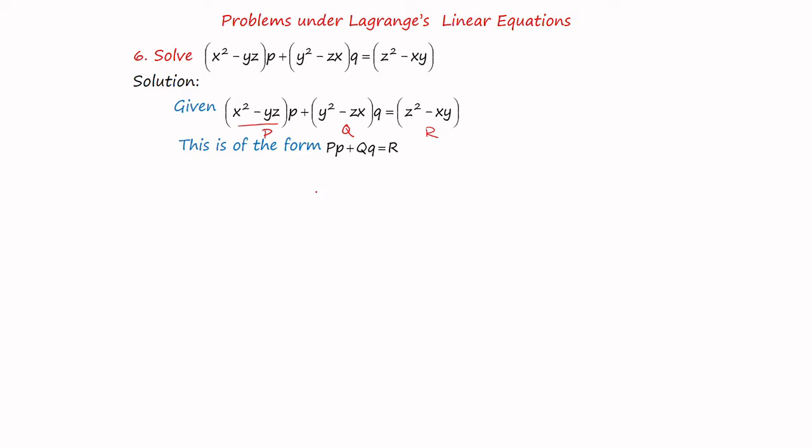After that, you have to write the values of P, Q and R. P is equal to x squared minus yz, Q is equal to y squared minus zx, and R is equal to z squared minus xy.